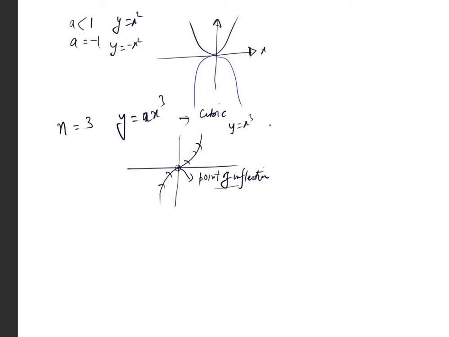How do I find the intercepts? If I say the x-intercept is y equals 0, that means 0 equals x cubed, which means x equals 0. This is what it is.